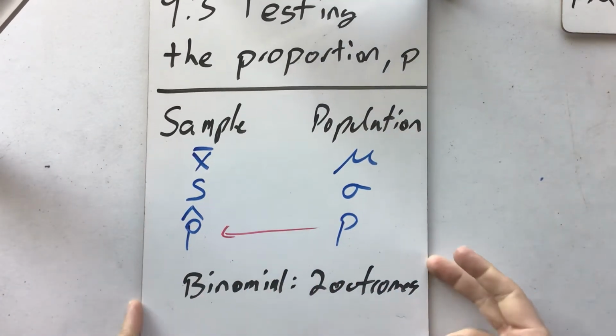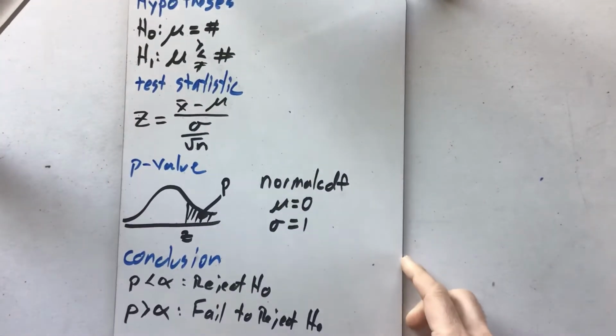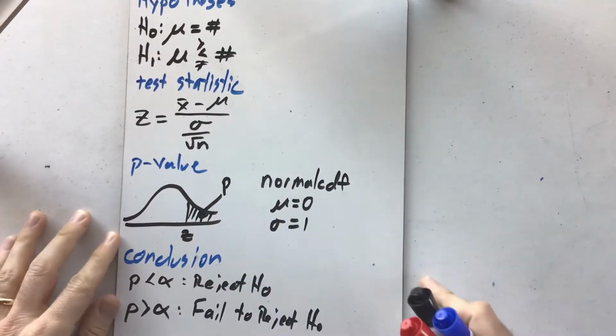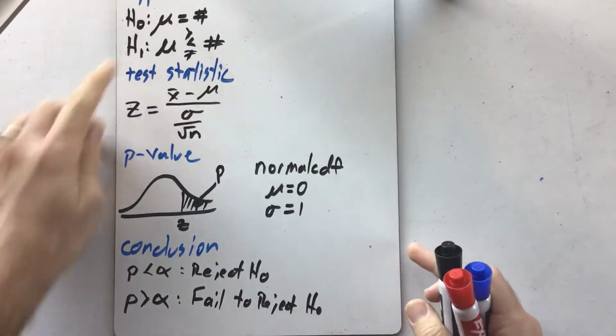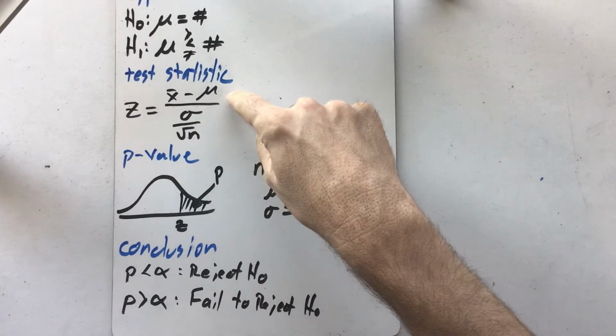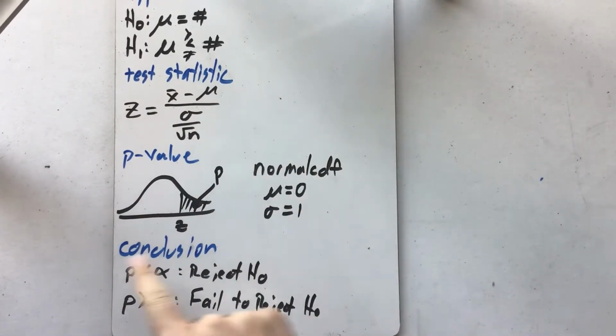And let's remember how we did hypothesis testing from before. Our hypothesis looked like this. We had H naught, mu is equal to some number, and H1 was mu is either greater than, less than, or not equal to some number. And then we had our test statistic, and we found our p-value and did our conclusion. Hopefully this is making sense. You've done the quiz, you've been watching these videos, and you're on top of things. So now the only question is, how does this change if we talk about p's instead?